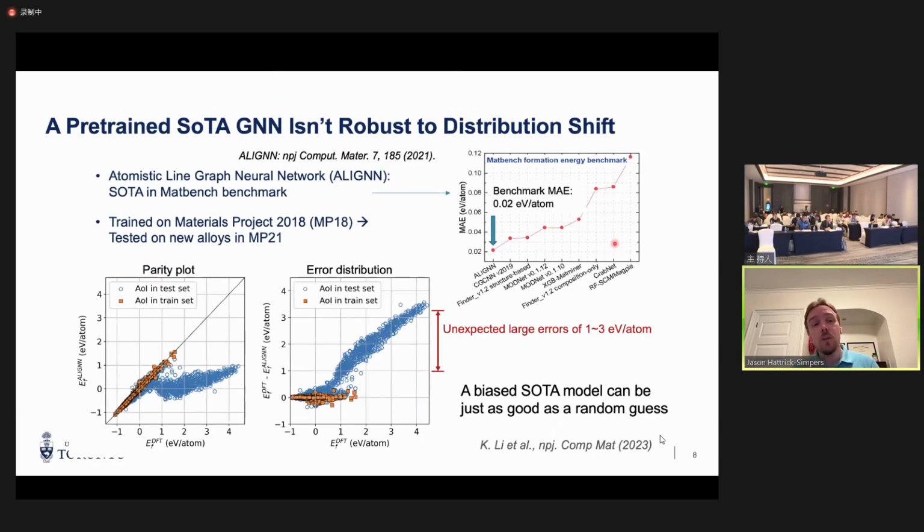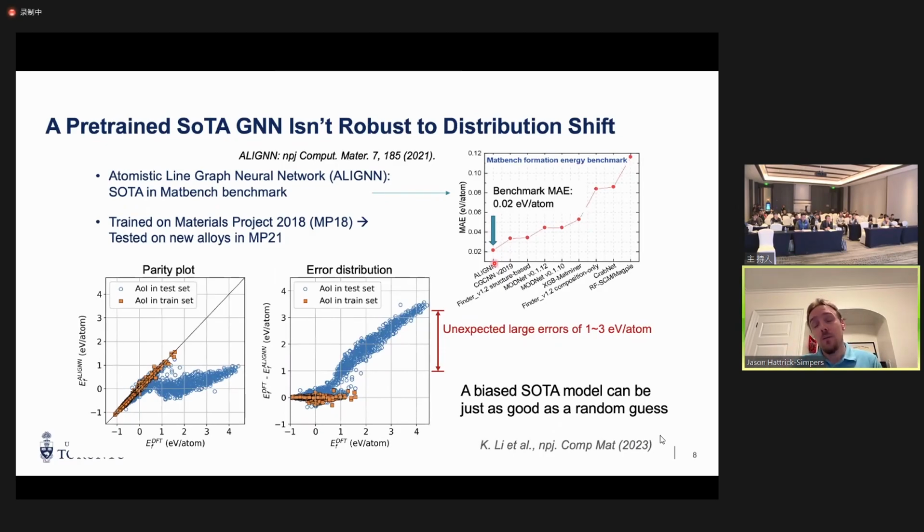So first thing right off the jump is the pre-trained state-of-the-art graph neural network designed by our friends Kamal Chowdhury and Brian DeCost at NIST, ALIGNN, which was trained on MP18, is a terrible predictor in MP21. So you can see on the graph here, the orange dots represent the MP18 data, which are part of our training set. And then our held out MP21 data set, the DFT errors are just all over the map. And they're huge. They are 1 to 3 eV per atom when the mean absolute error for your well-trained model is 20 meV per atom.